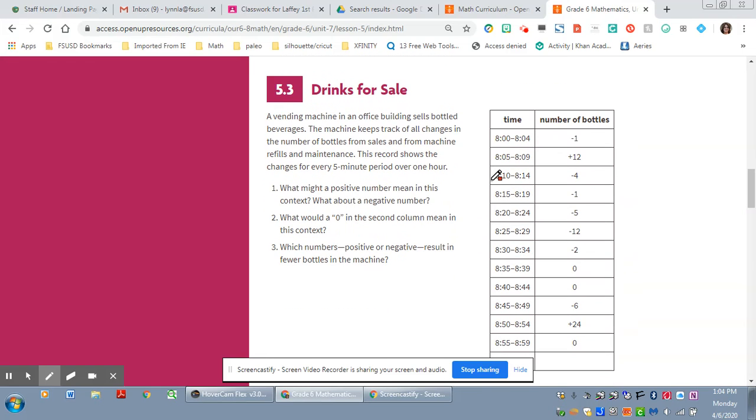Okay, so we're going to 5.3. A vending machine in an office building sells bottled beverages. The machine keeps track of all of the changes in the number of bottles from sales and for machine refills and maintenance. This record shows the changes for every 5-minute period over 1 hour. What might a positive number mean in this context, and what about a negative number? So take a look at the chart.